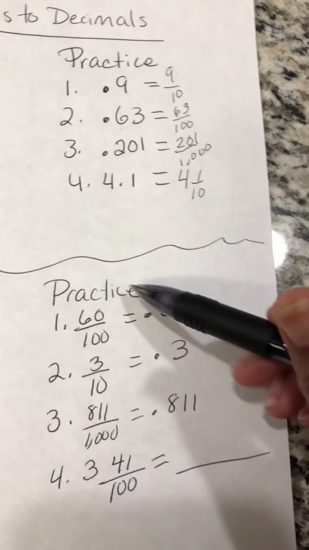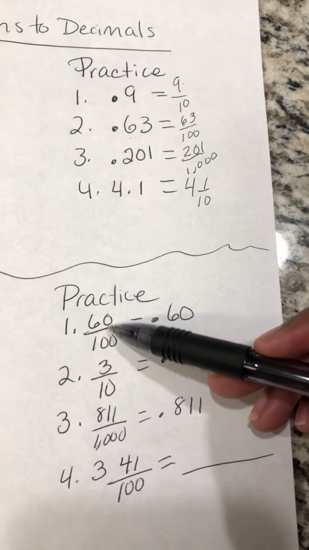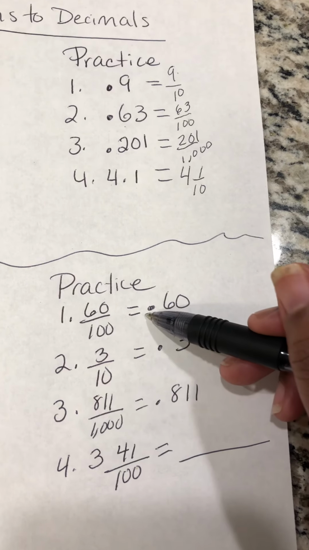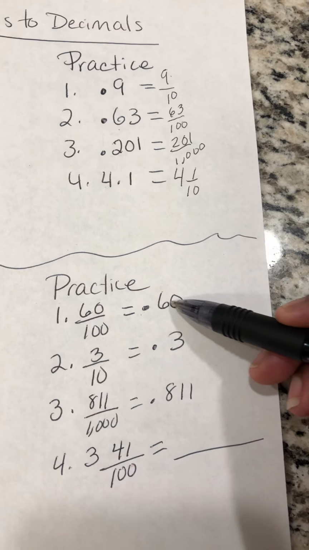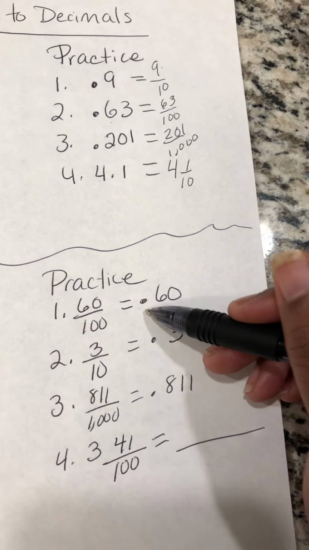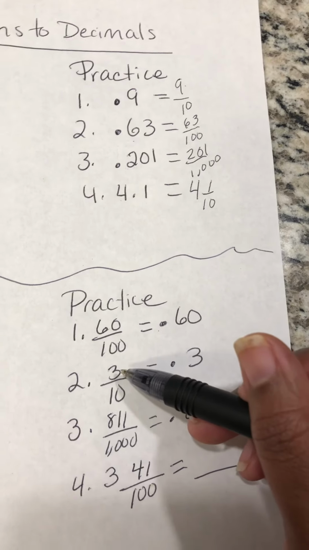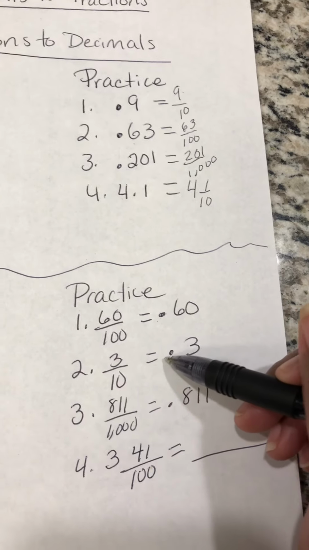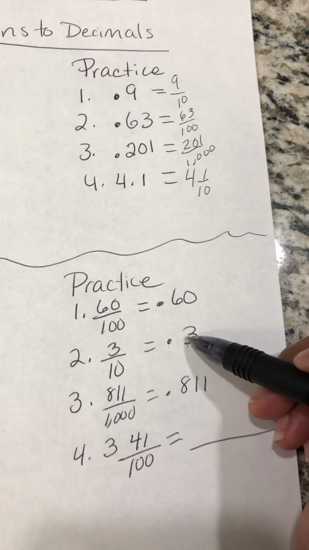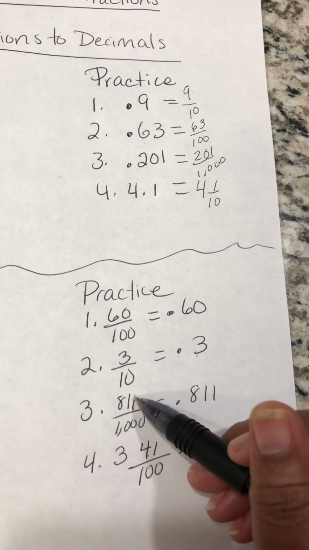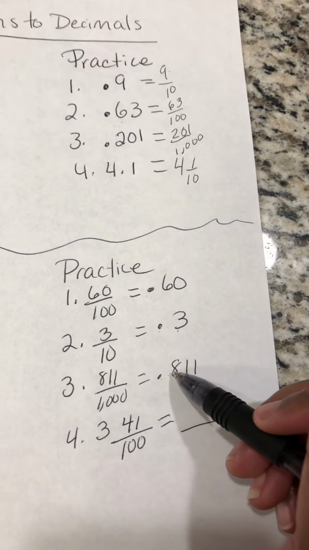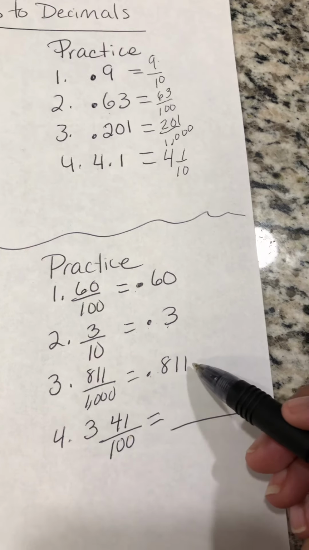Okay, let's come over to the practice side. It's actually already done, but say it with me anyway. 60 hundredths as a decimal. This is what 60 hundredths looks like as a decimal. You know you're going to have 2 spaces because the hundredths place extends out to the second number to the right of the decimal. 3/10 written as a decimal is 0.3. Okay, the 3 is in the tenths place. Number 3, 811 over 1,000, written as a decimal, is 811 thousandths.